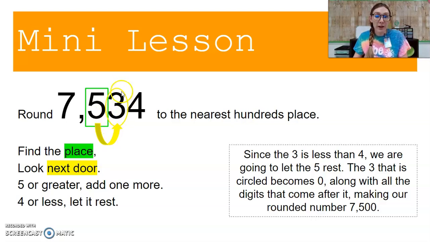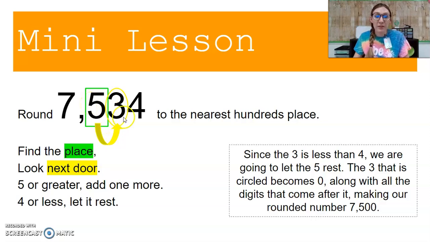5 or greater, now we're only looking at the number we've circled. 5 or greater, add one more. We would add one more to the place we're rounding. 4 or less, so if this number is less than 4, we're going to let the number we're rounding rest. So since this 3 is less than 4, we are going to let the 5 rest.